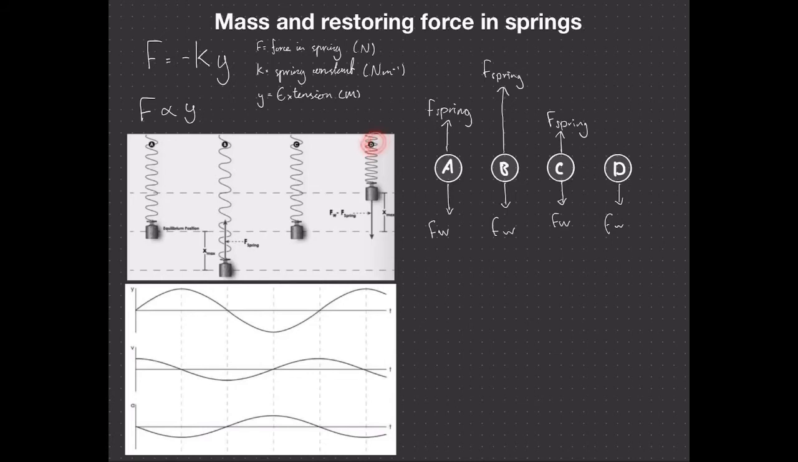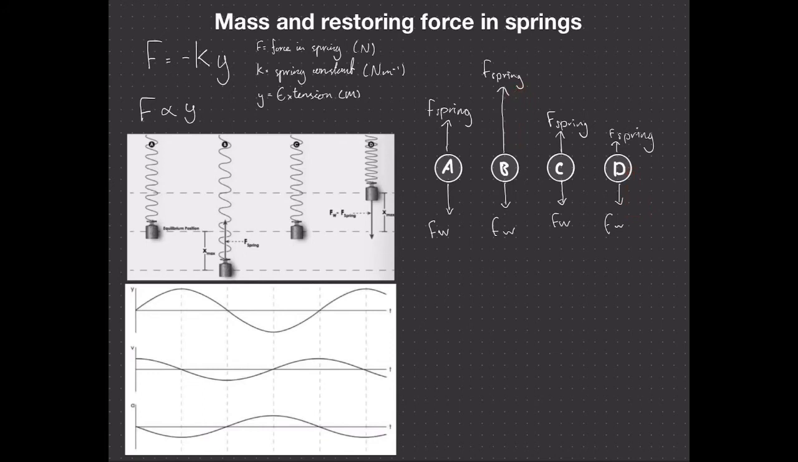For our last reference frame D, as our object has moved past our equilibrium, our spring has compressed, we have a negative extension, and we're going to have a smaller force acting from the spring. In this case, our restoring force will be the force due to weight minus the force applied by the spring. With A and C being balanced and B and D being unbalanced, although in different directions.